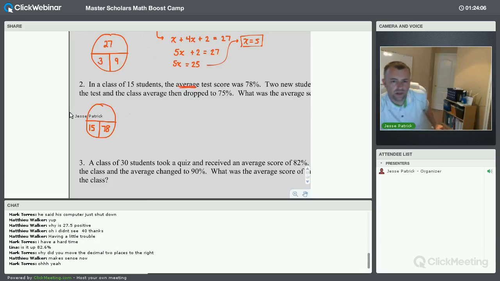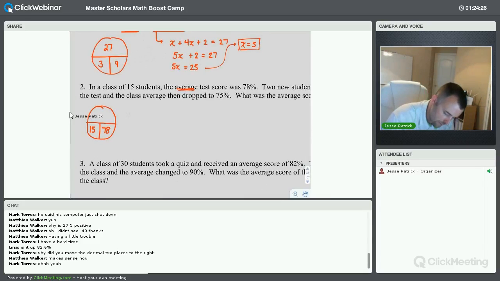By the way, as you fill this out, you can either type 78 or 0.78. It really won't matter in the end, as long as you're consistent. You can't call one 78 and then the 75% call it 0.75. Whatever you pick, just be consistent with it. I'm going to use 78. So I'm going to go 15 times 78 is 1170. So that's the sum of all the scores if I added them up individually.